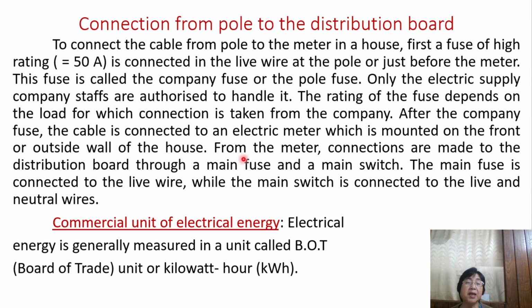From this meter, the connections are made to the distribution board, and before you reach the distribution board, there should be two things to be connected. Please listen. There has to be the main fuse and there has to be the main switch before we go to the distribution board. These are part of the distribution board. So before the wires go to the distribution board, we should connect the main fuse and the main switch.